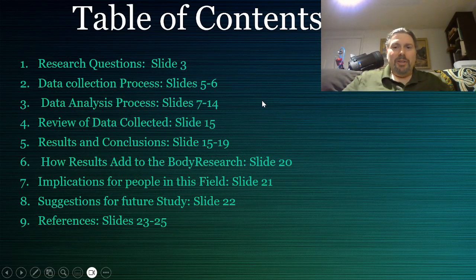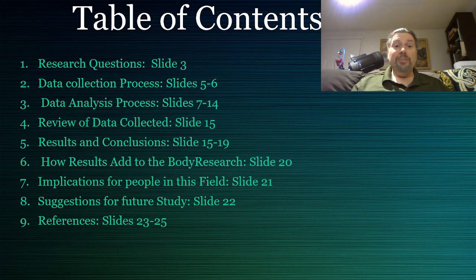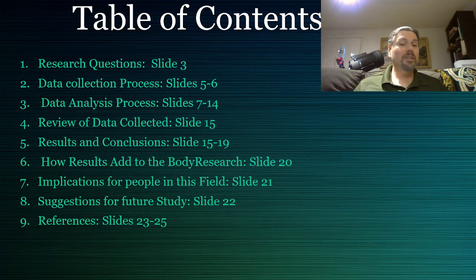So first, we're going to start with what we're going to look at and what we're going to cover. Our research questions, data collection process, data analysis process, review of the data collected, results and conclusions, and how the results add to the body of research, implications for people in this field, and finally the suggestions for future study. So let's begin.